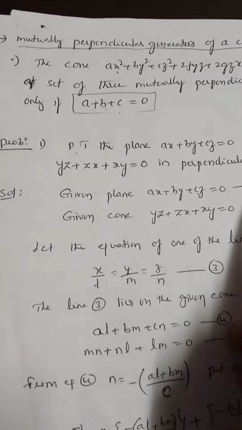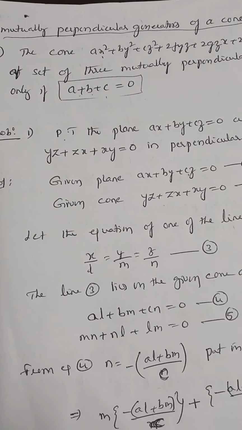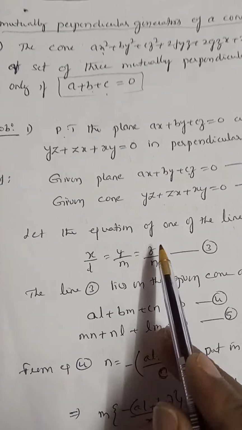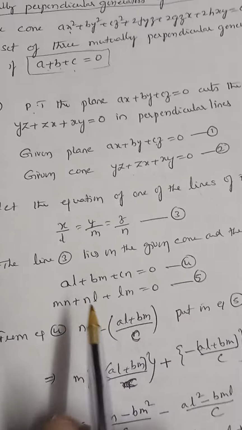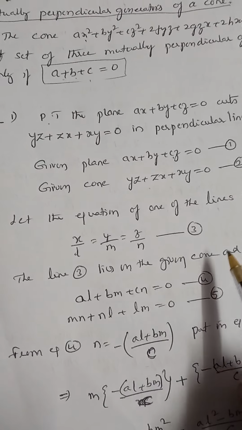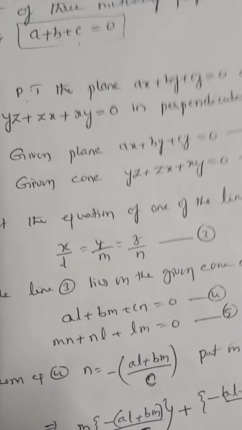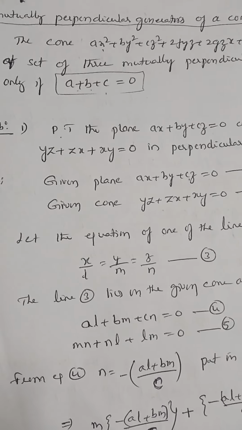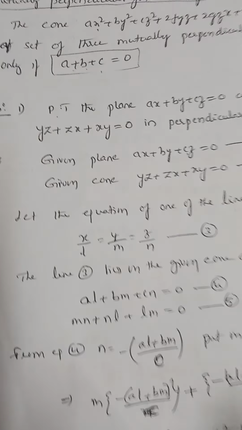Now, we wrote the given data. Let the equation of one of the lines of intersection be x by l is equal to y by m is equal to z by n. Now, since this line lies on the given cone and the plane, because it is a line of intersection, it lies on the plane and the cone. It is a common part. It is a line common to the cone and the plane.